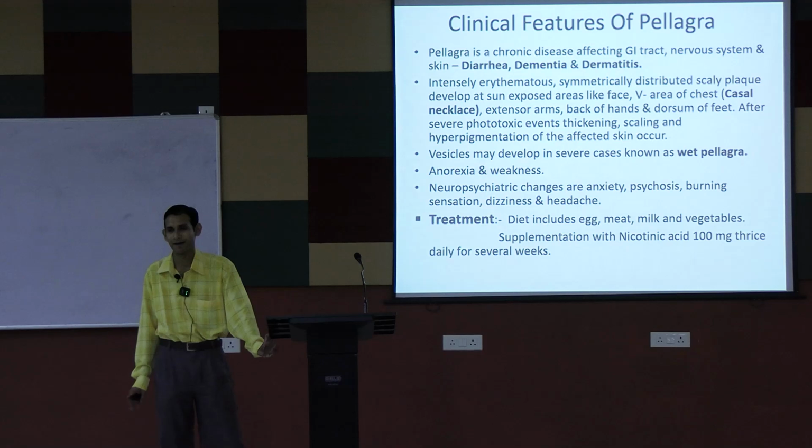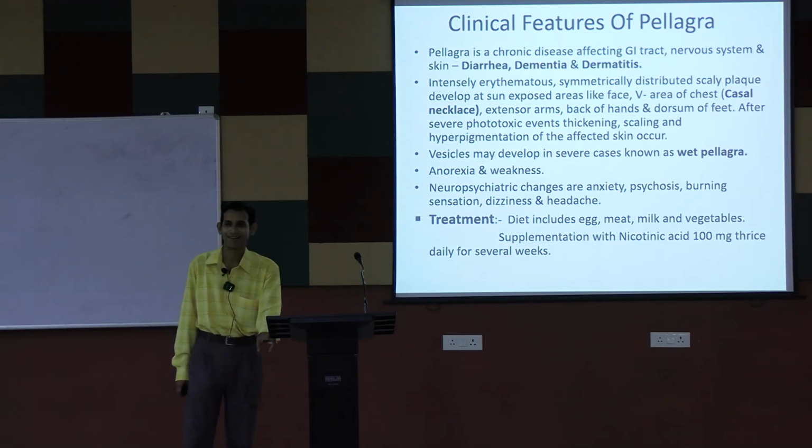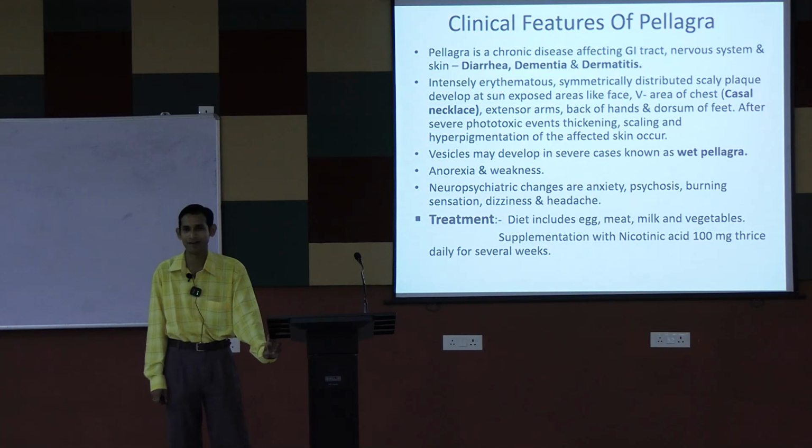Diarrhea, dementia and dermatitis, correctly written. The 3 Ds: diarrhea, dementia and dermatitis. That means it can affect the gastrointestinal tract, it can affect the nervous system, and it can also affect the cutaneous skin. And what is the 4th D?